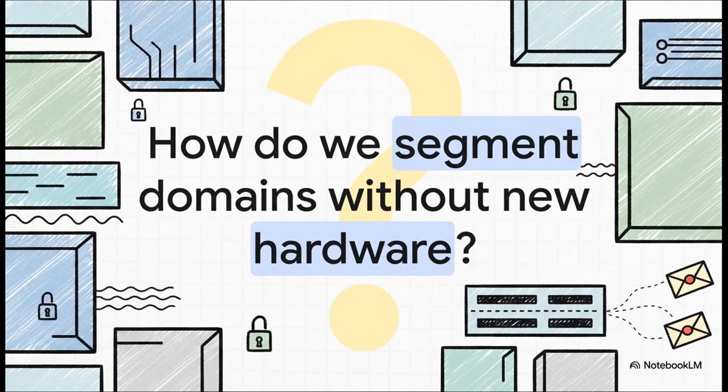Which leaves us with a pretty massive architectural cliffhanger. If flat networks are noisy and insecure, but physical routers are incredibly expensive and wiring them up is super inflexible, how do we segment these broadcast domains logically? I mean, how do we carve up a single physical switch into secure, silent little micronetworks without spending an absolute fortune on new hardware? Well, that is exactly the problem that virtual LANs, or VLANs, were invented to solve.